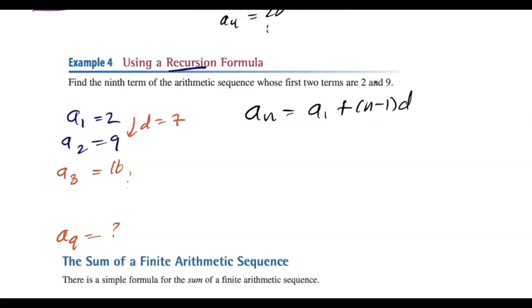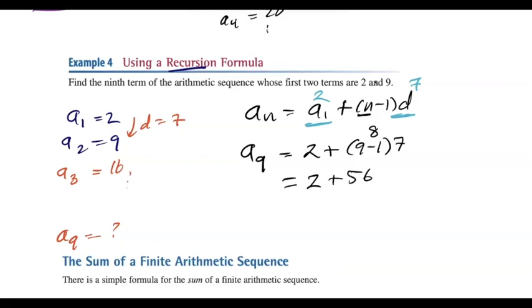We know the first term is 2. And now we know the common difference is 7. So if I want the ninth term, A9, we just plug in 9 for n. 2 plus 9 minus 1 times 7. So this is 8 times 7, 2 plus 56, which gets me 58. That's the 9th term. So you could keep on adding 7 until you get to the 9th term, or you could use our formula to help us out.